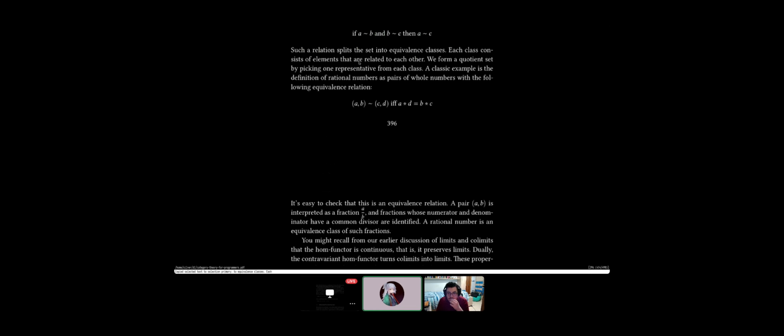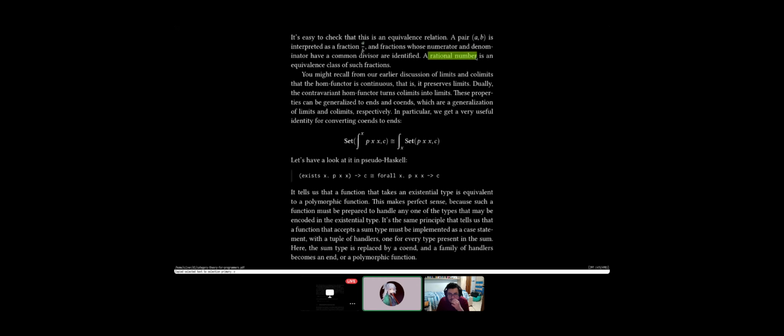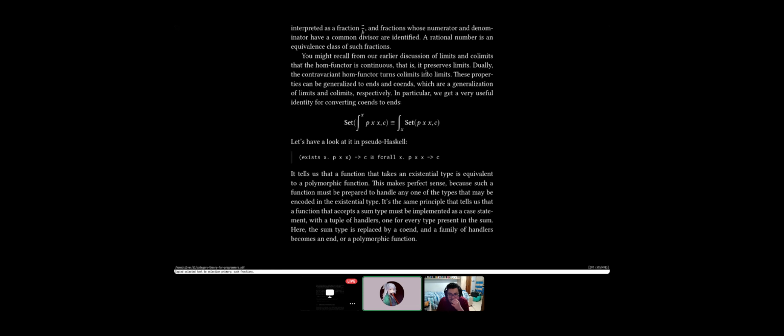This relation splits the set into equivalence classes, and each one has elements that are related to each other. And we form a quotient by picking one from each class. The classic example is the definition of rational numbers as pairs of whole numbers with the usual rule for equality of rational numbers. It's easy to check that it's an equivalence relation. A pair is interpreted as a fraction, where the numerator and denominator have a common divisor, are identified, and a rational number is an equivalence class of such fractions. This is pretty standard if you know any number theory.